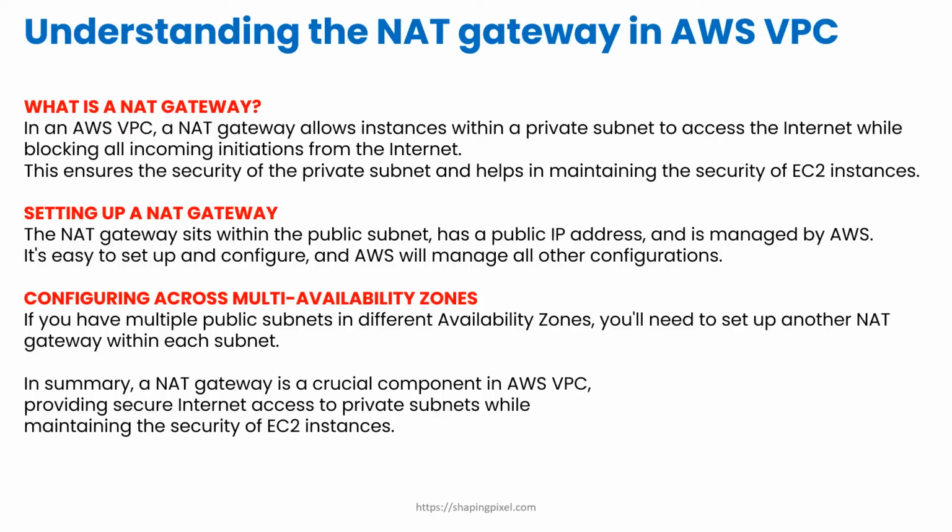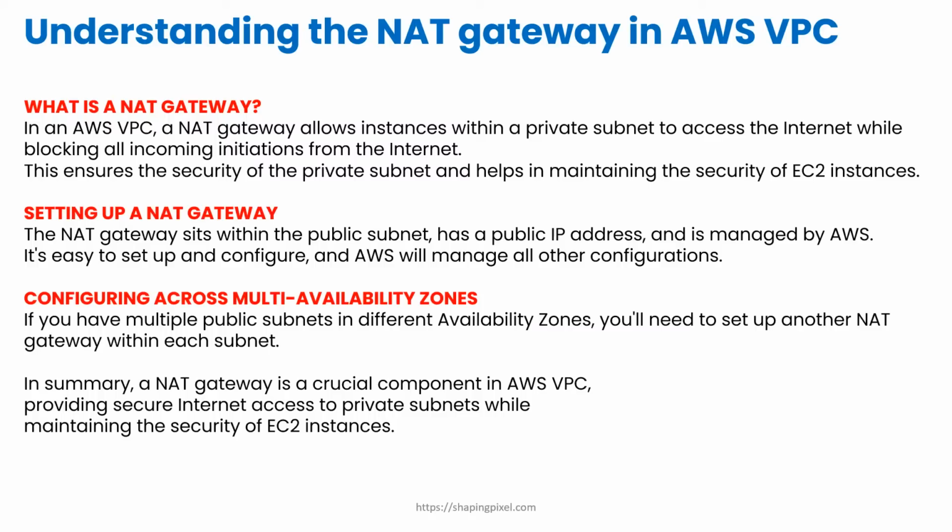So let's try to understand the NAT gateway in AWS VPC. In an AWS VPC, a NAT gateway allows instances within a private subnet to access the internet while blocking all incoming initiations from the internet. This ensures the security of the private subnet and helps in maintaining the security of EC2 instances. The NAT gateway sits within the public subnet, has a public IP address, and is managed by AWS. It's easy to set up and configure, and AWS will manage all other configurations.